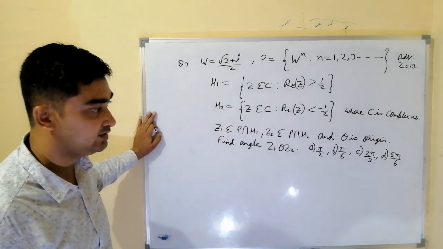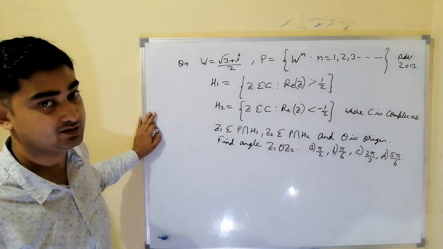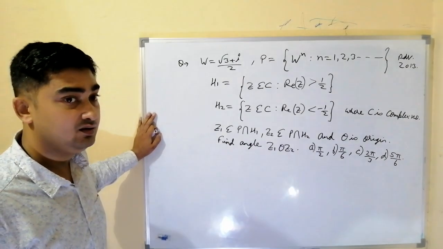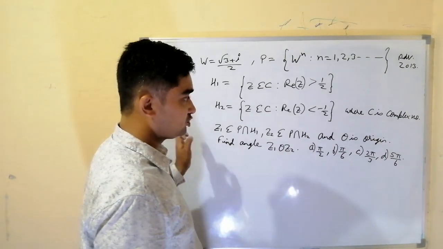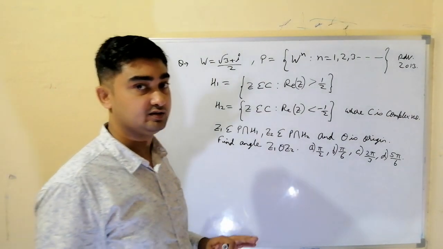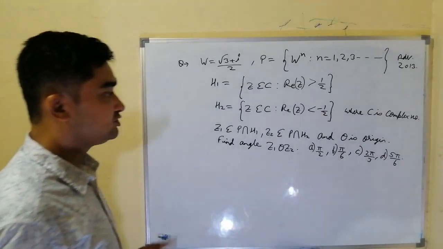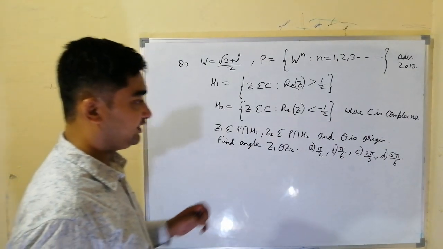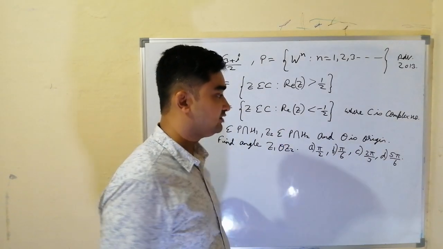Options are pi by 2, pi by 6, 2 pi by 3 and 5 pi by 6. So it is a multiple choice problem in which one or more than one can be correct. So we'll find out how many solutions it will have.